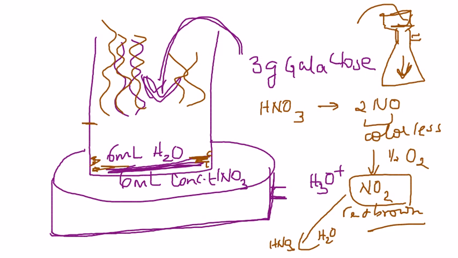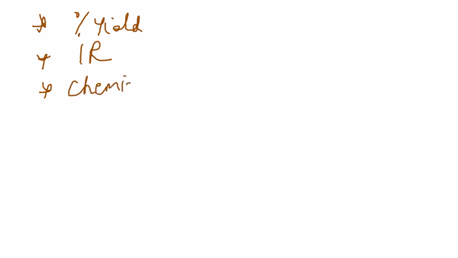And then you're going to essentially weigh the sample. You're going to calculate the yield, determine the melting point, get an IR, and do a chemical test. Let's quickly go over that. So you'll weigh the sample. So we'll be doing a percent yield. We are doing an IR. We are doing a chemical test, and we are going to do a melting point.